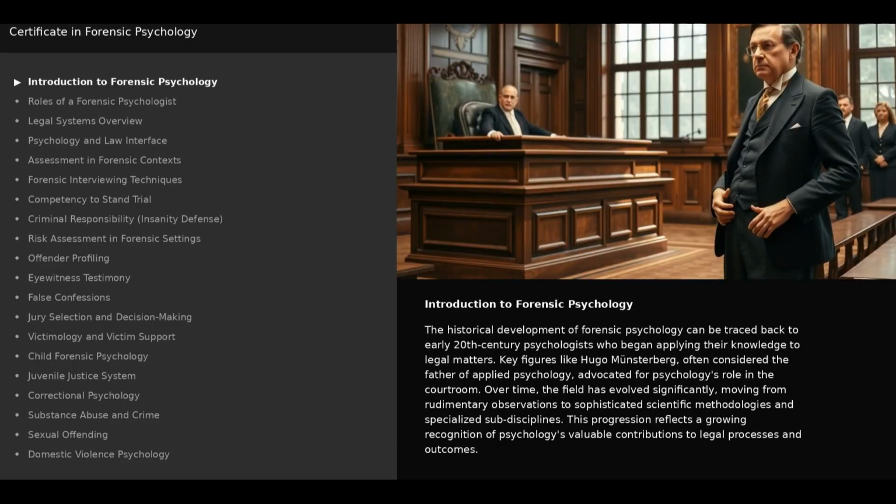The historical development of forensic psychology can be traced back to early 20th century psychologists who began applying their knowledge to legal matters. Key figures like Hugo Münsterberg, often considered the father of applied psychology, advocated for psychology's role in the courtroom. Over time, the field has evolved significantly, moving from rudimentary observations to sophisticated scientific methodologies and specialized subdisciplines. This progression reflects a growing recognition of psychology's valuable contributions to legal processes and outcomes.